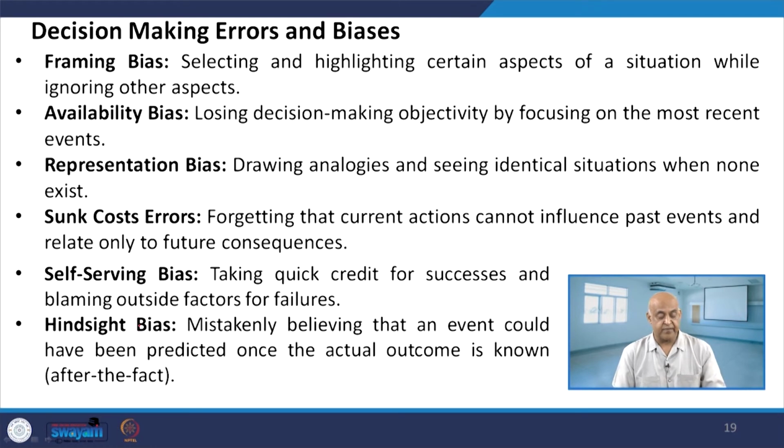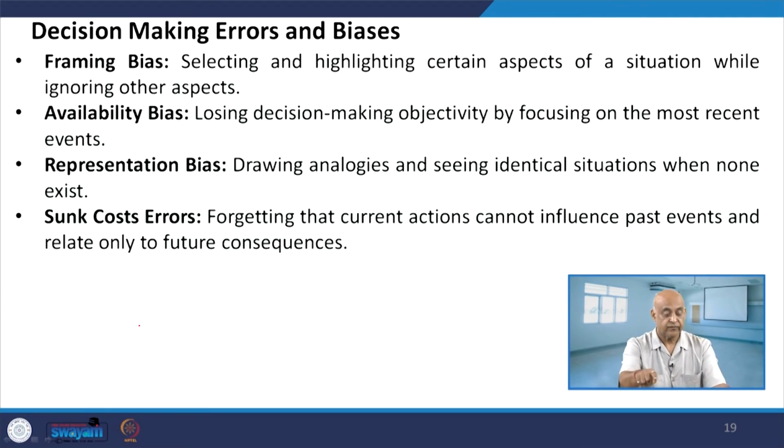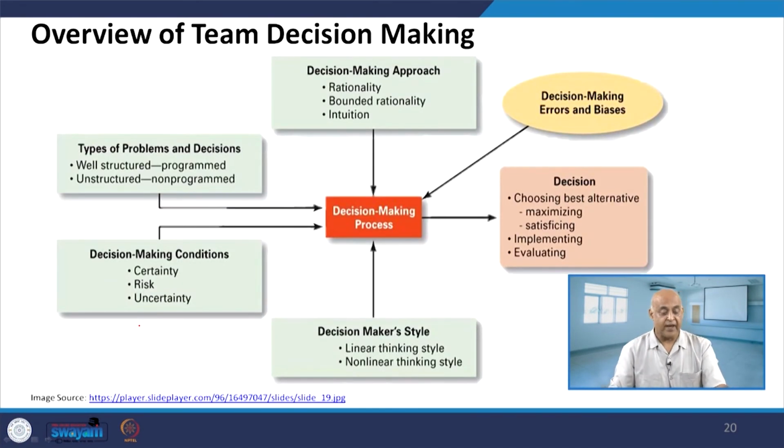Self-serving bias is taking quick credit for success and blaming outside factors for failures. Hindsight bias is believing that an event could have been predicted once the actual outcome is known. So, whenever we are going by these particular biases, finally we are taking the overview of team decision making: rationality, bounded rationality and intuition, right.